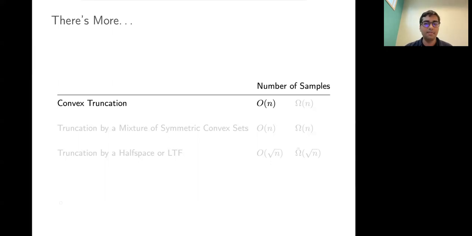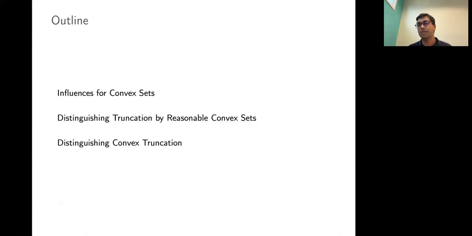Right. So for the rest of this talk, the outline is going to be as follows. I'm first going to talk about something that's going to seem completely disjointed from everything so far, which is this notion of influence for convex sets. After going over this notion of influence, I'll tell you how we use it to distinguish truncation by reasonable convex sets, and then finally we'll finish off by handling all convex truncations. So let's get started with influences for convex sets.